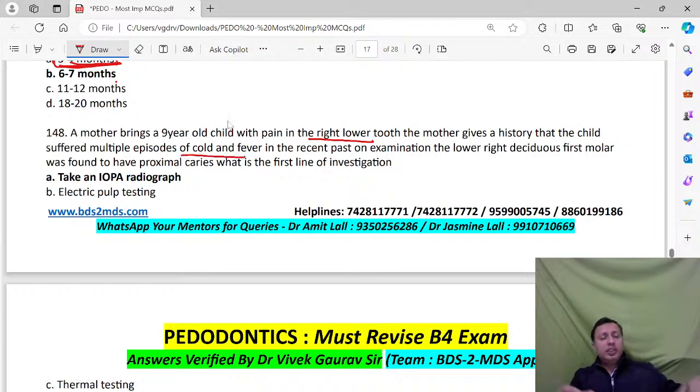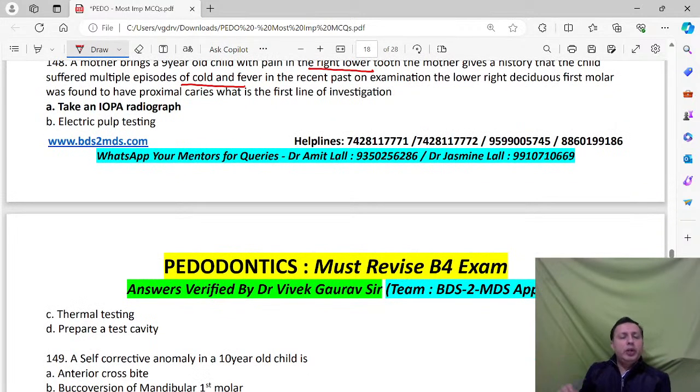So it is not always necessary that the patient is having a cold and fever only because of the toothache. The patient may be suffering from a viral infection. So if the patient comes to you, the first and foremost thing you need to do is, the options they have given are to take a radiograph, electric pulse testing, thermal testing, or prepare a test cavity. See, electric pulse testing and thermal testing are specially done in cases of traumatic injuries. The most common diagnostic step we always do in every patient is to take a radiograph. So the correct answer is take an IOPA radiograph.